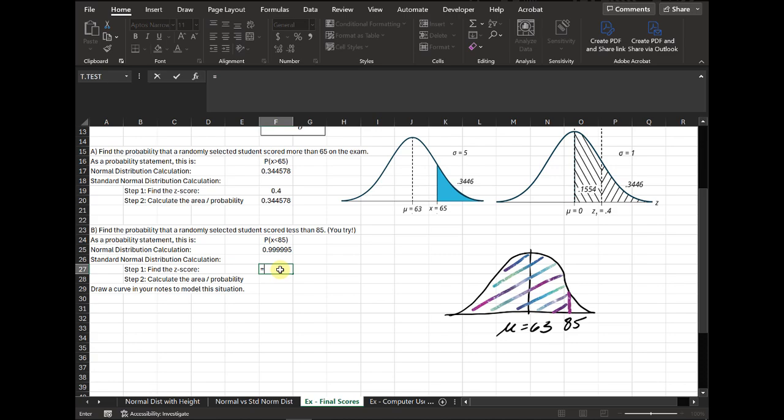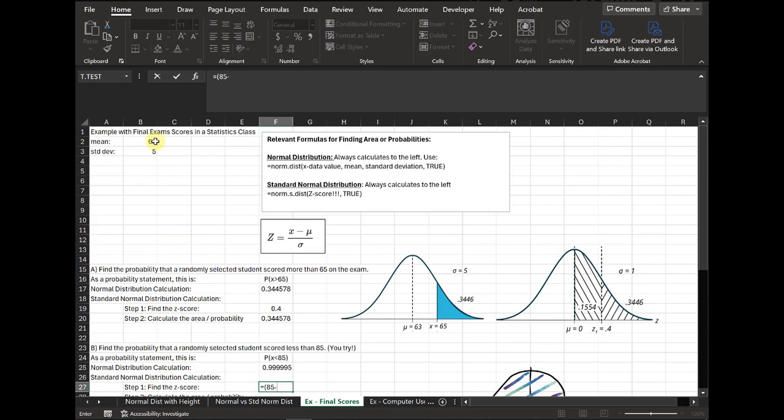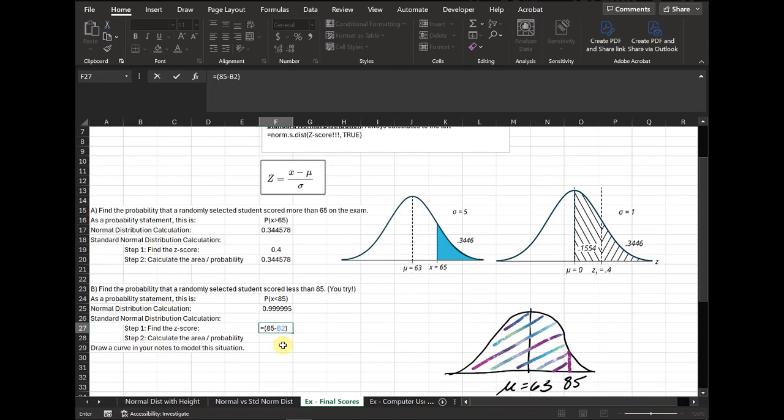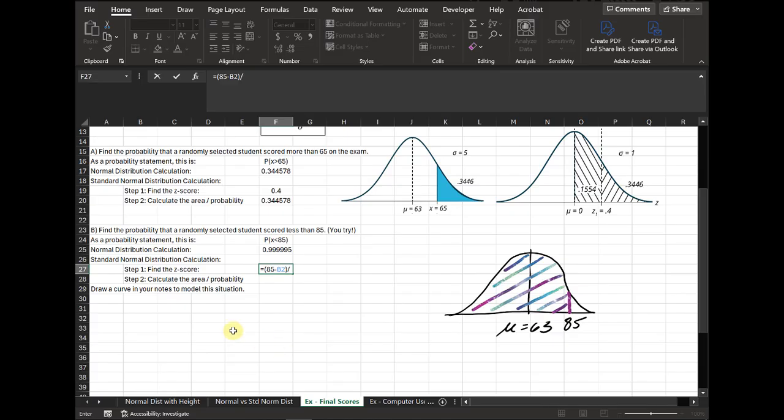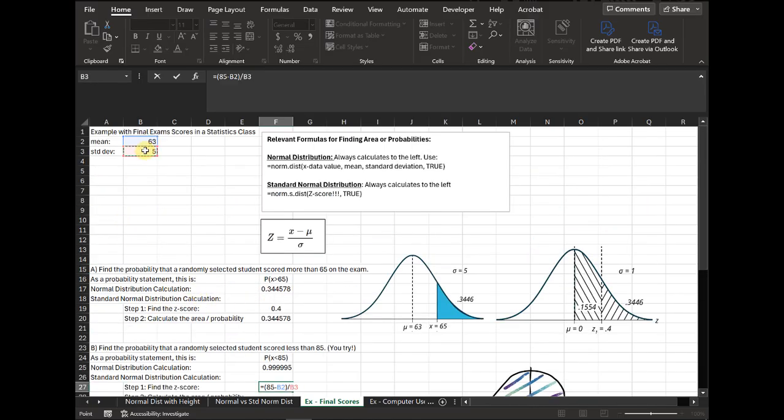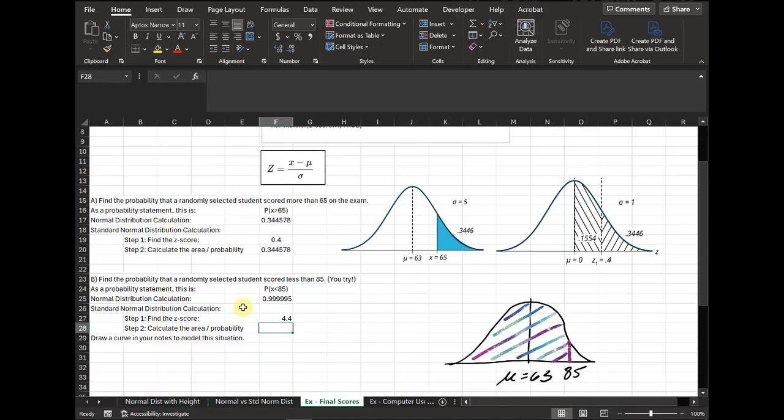Okay, so let's go the other way with this now. Let's find the z-score. So I'm going to take 85 minus 63. Notice how I have used parentheses here. And then I need to divide this by the standard deviation, so it's divided by 5. So my z-score is 4.4. Remember what a z-score actually means? This is telling us exactly how many standard deviations away from the mean we are. So 4.4 standard deviations away from the mean.